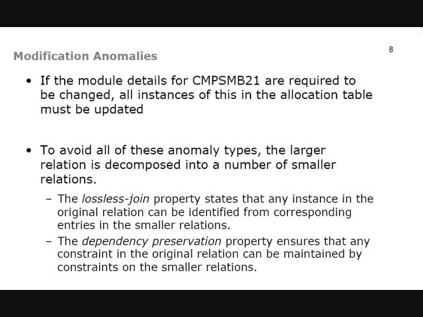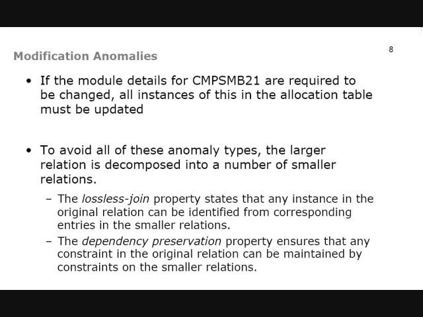For example, if I'm looking for a particular member of staff, if I could find him in the larger relation, I should be able to also find him in the smaller relation. If I'm looking for information on a module, if I could find it in the original relation, I should be able to find it in the smaller relations. So that is what we call the lossless join property. We don't lose any data as we divide the larger relation into smaller relations.